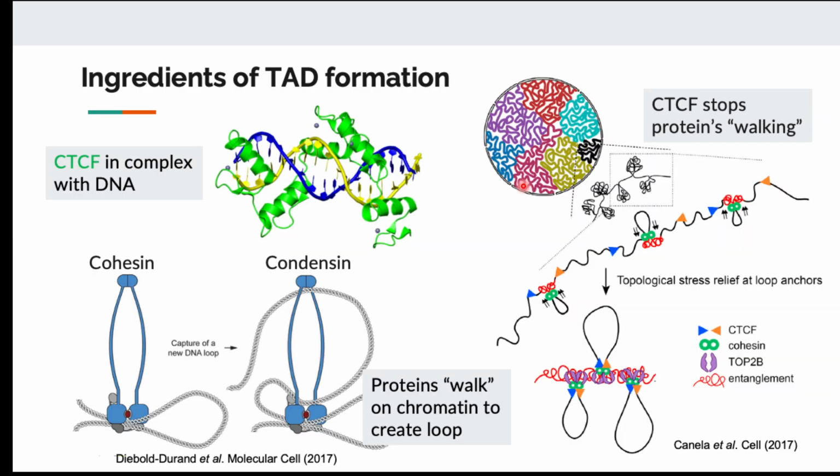But at least in the case of mammals, in the case of human and mouse, we have the structure for the CTCF. It's the protein in green that can recognize the binding site on the DNA. And this protein can block the movement of cohesin and condensin, which are the two proteins that can walk or move along the DNA. So this allows the genome to organize the location of the TAD based on the positioning of the CTCF binding.